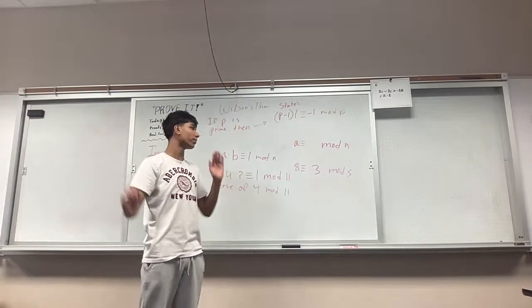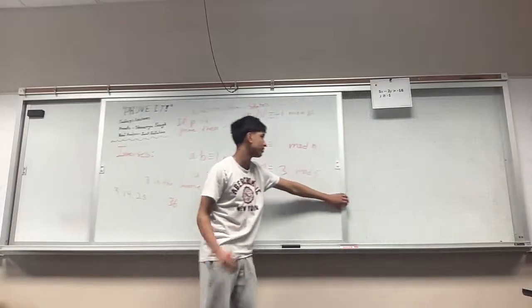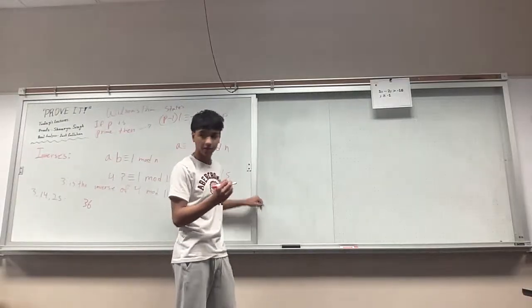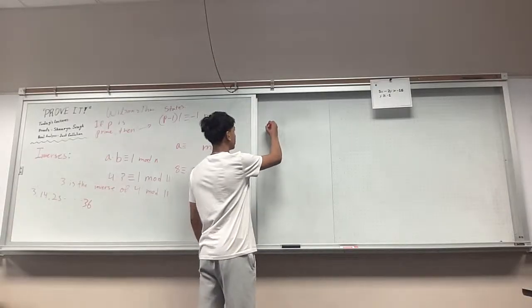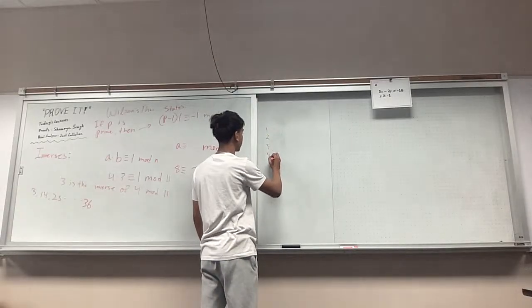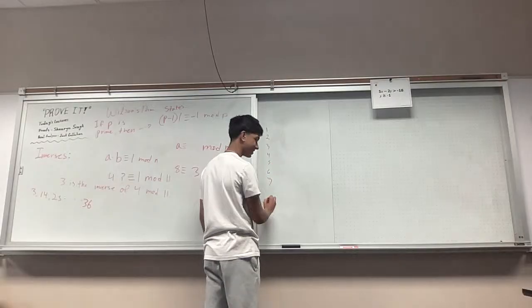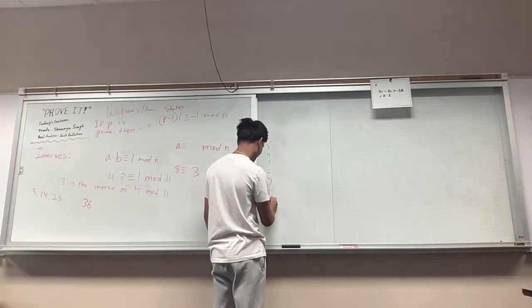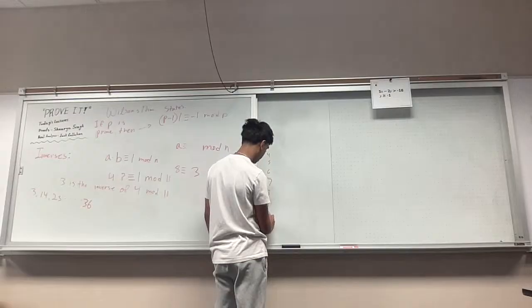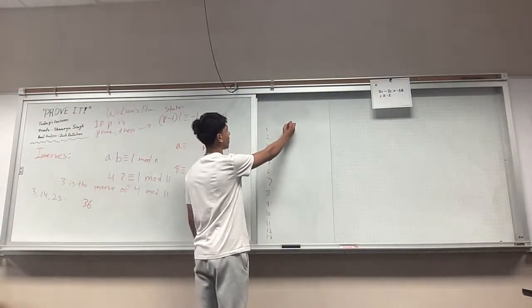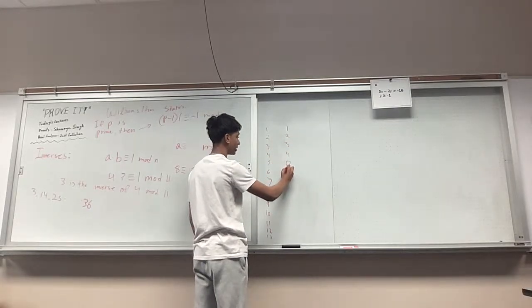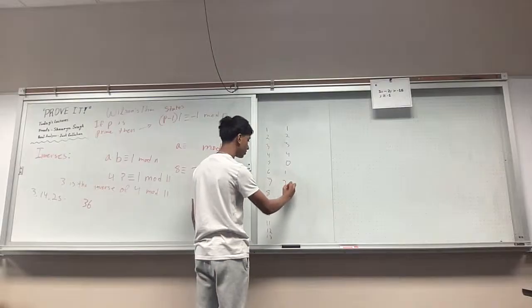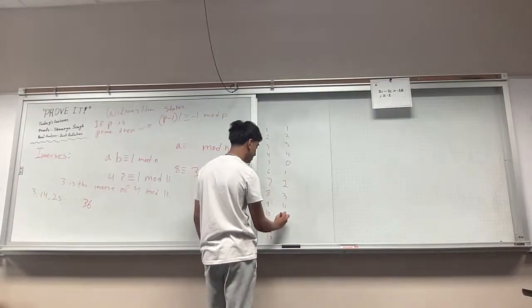Why is this so important? Let's look at all the numbers in mod 5. Okay, let's have 1, 2, 3, 4, 5, 6, 7, 8, 9, 10, 11, 12, 13. Let's look at all these mod 5. This is coming to what mod 5? 1, 2, 3, 4, 0. This is coming to what? 1, 2, 3, 4, 0.